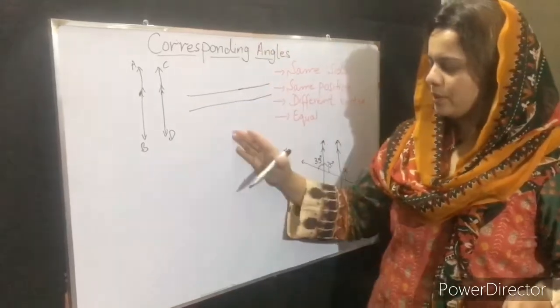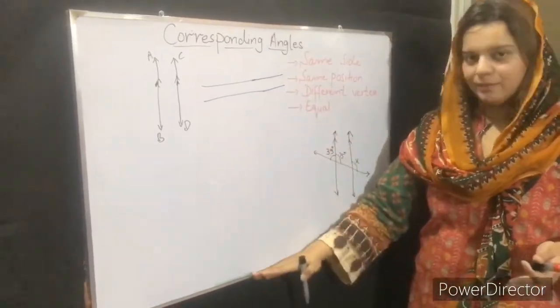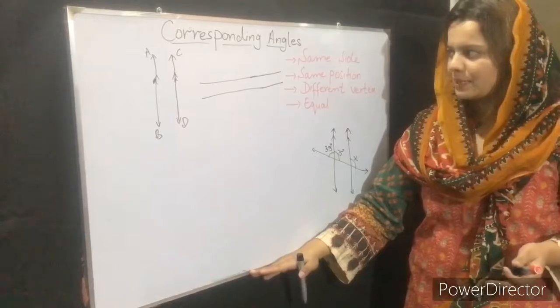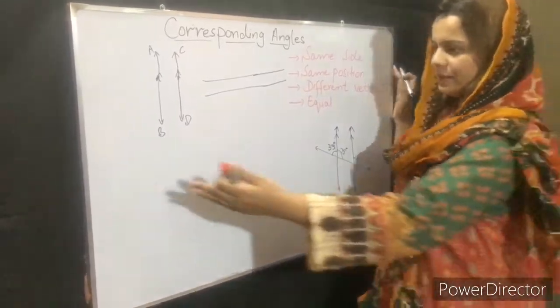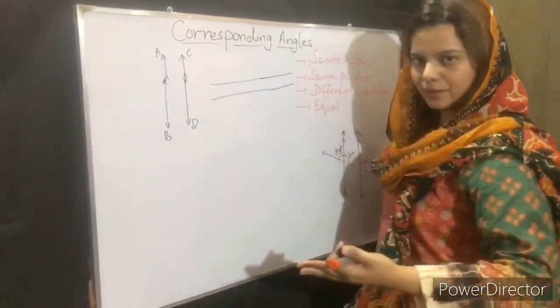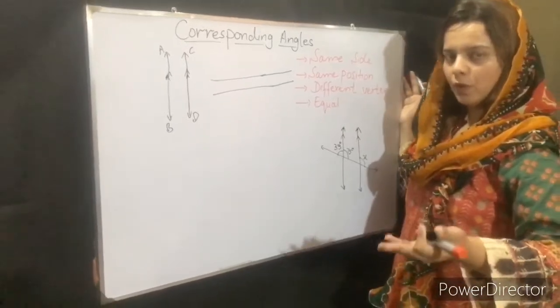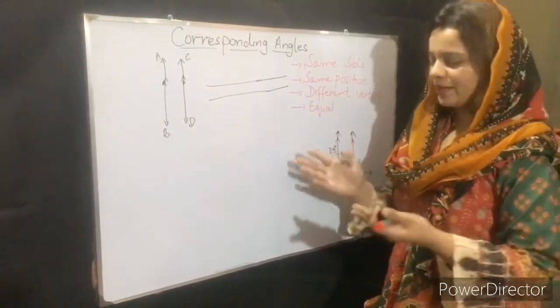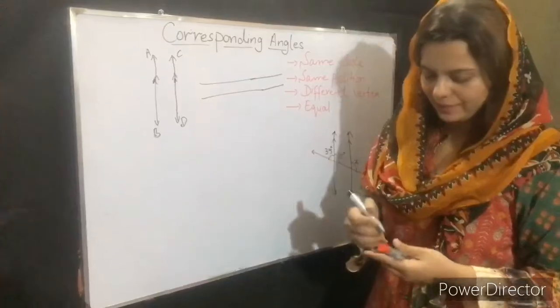Look at my board. This line and this line are parallel lines. These two sides are parallel. This side and this side, both are parallel. Like a door, window, wall and fridge. So many examples are here for parallel lines.